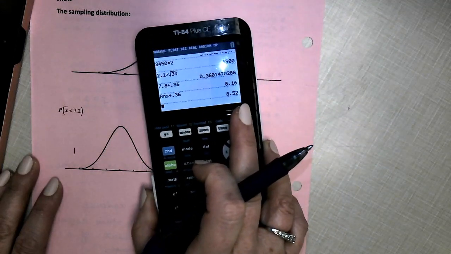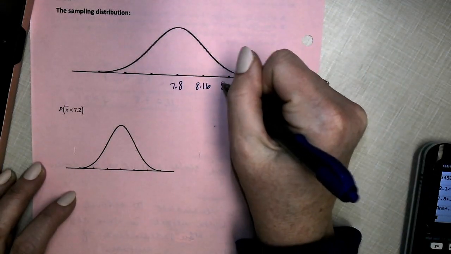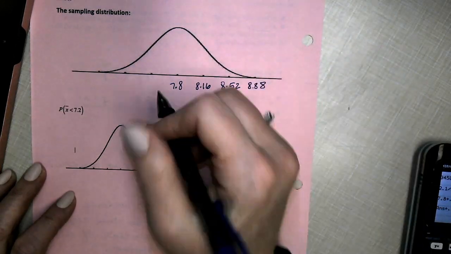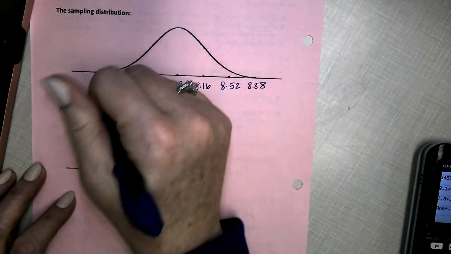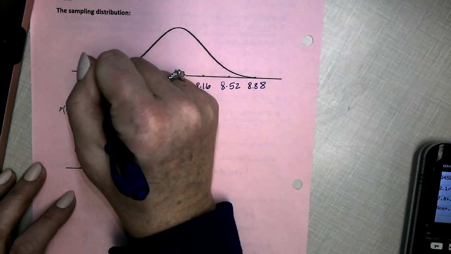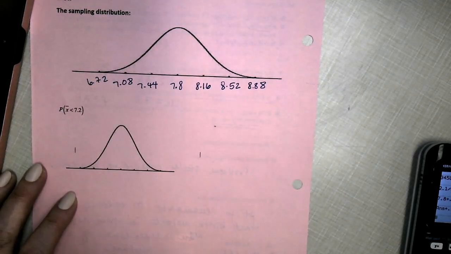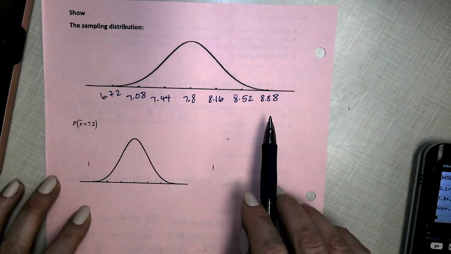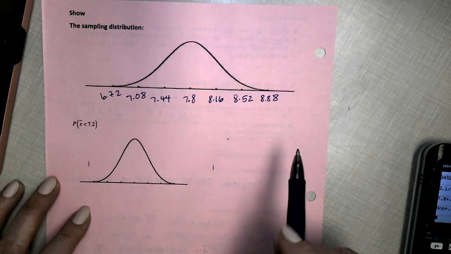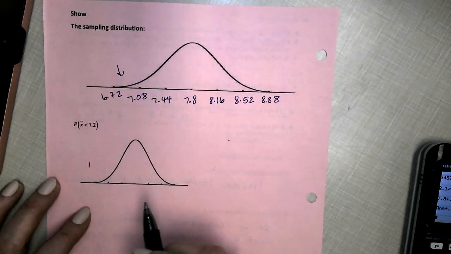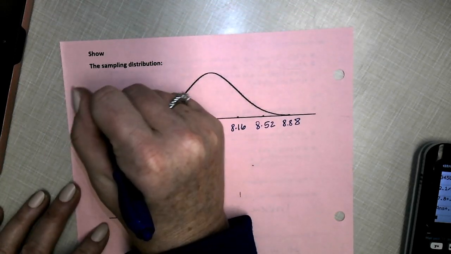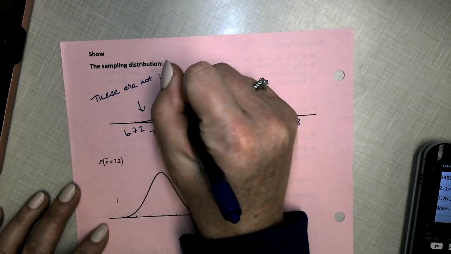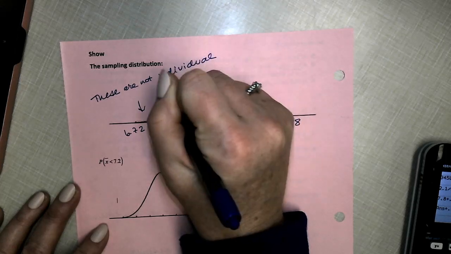8.52, you can't see with the glare, the lights are on, and so on. So then we have 8.88. When I subtract: 7.44, 7.08, 6.72. So I'm kind of just kicking it really old school with the empirical rule, just so you can see that 68, 95, 99.7. And remember, these are not individual baby weights.